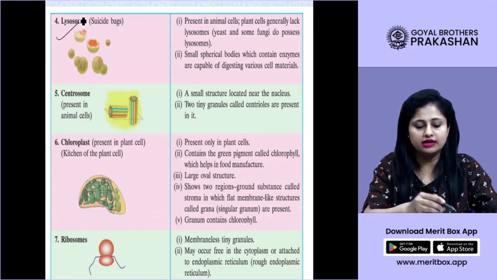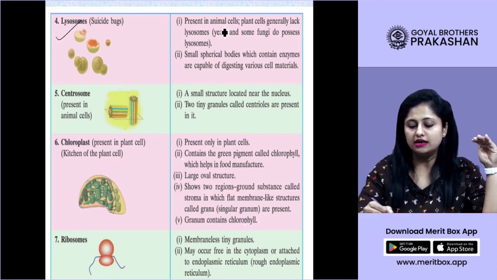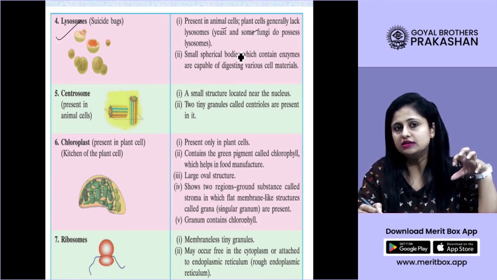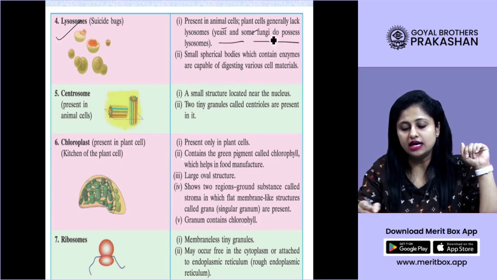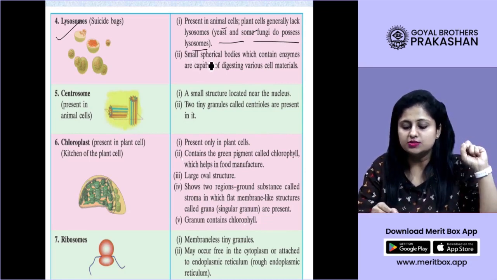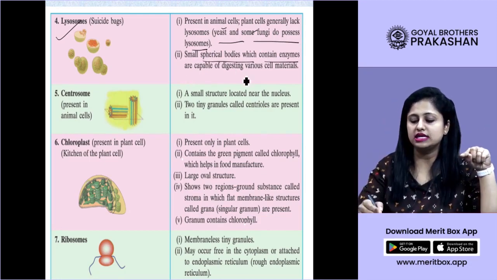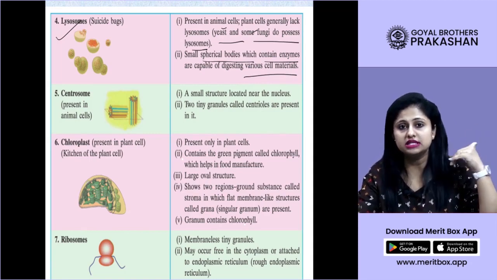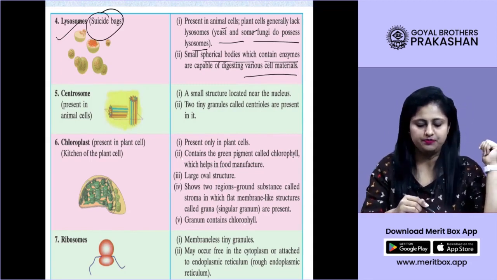Now, next cell organelle is lysosome. So, lysosomes are present in both plants and animal cells, but not in every type of plant cells these are present. For example, yeast and some fungi possess lysosomes. So, lysosomes are the small spherical bodies which contain enzymes, and those enzymes are capable to digest various cell materials, and once they digest the cell materials, they destroy themselves. So, therefore, they are known as suicide bags.